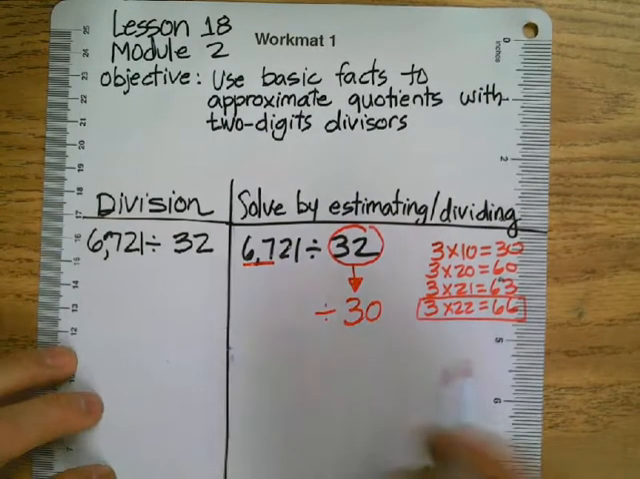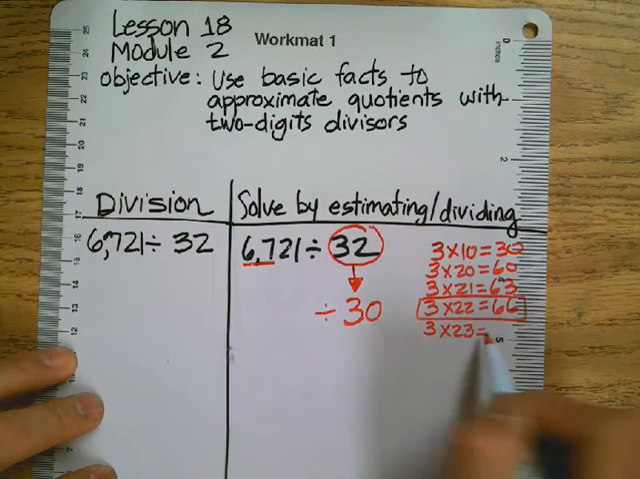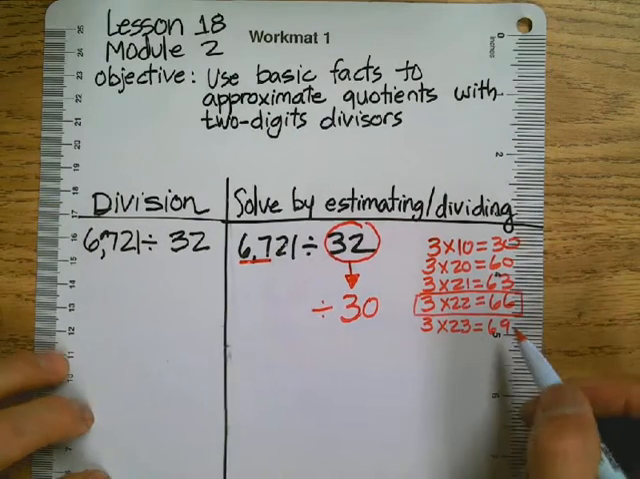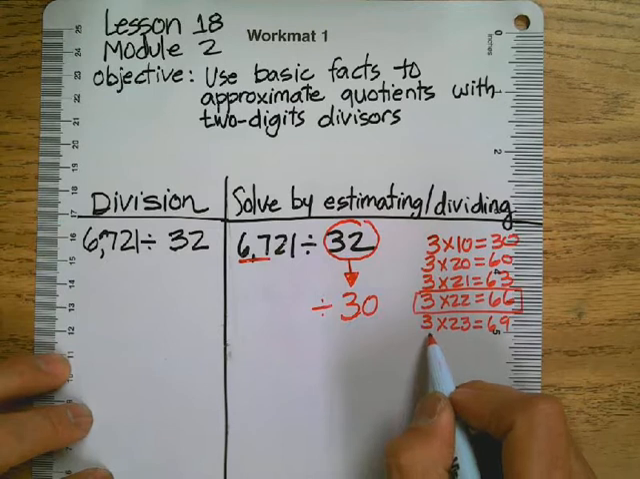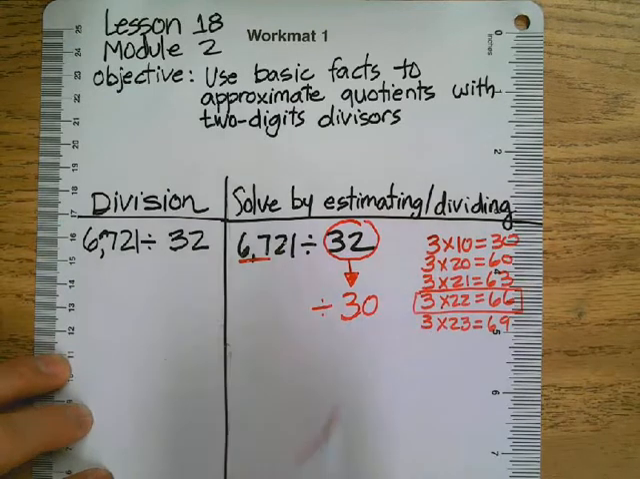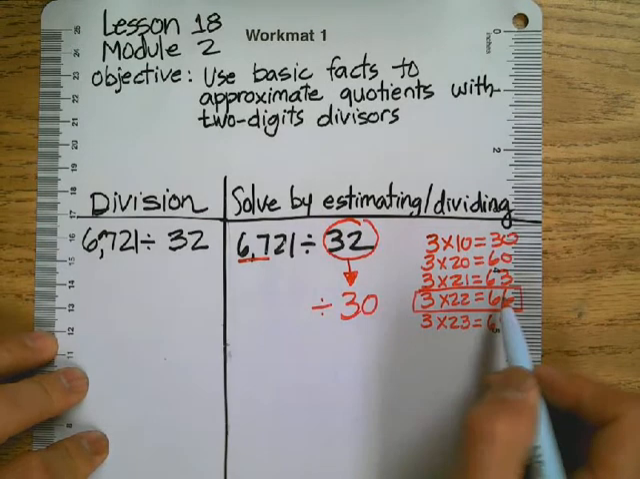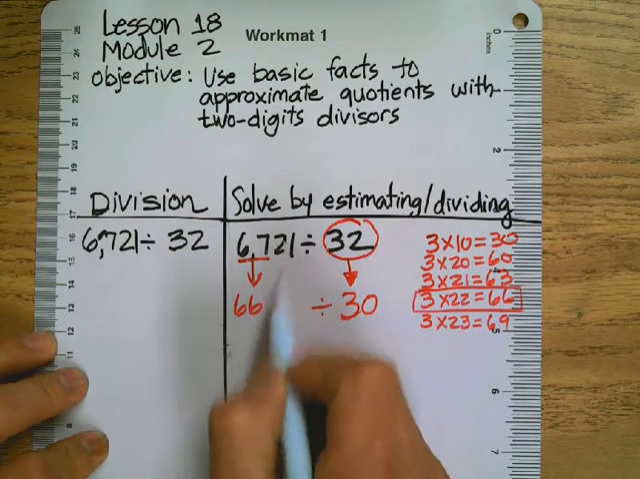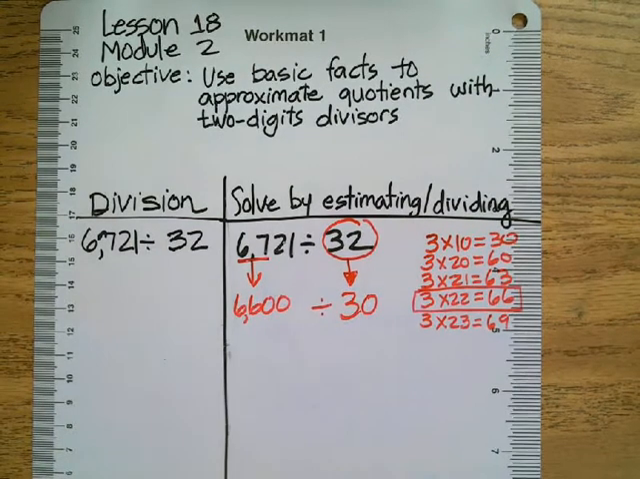We can continue doing this. 3 times 23 will be 69, and then we'll get to 7,000. But I think it is safe to say that we can round this number to 66. So now this is going to be 66, and the other two digits are rounded to 0. Okay? So now this makes it a lot easier for us to solve this problem.